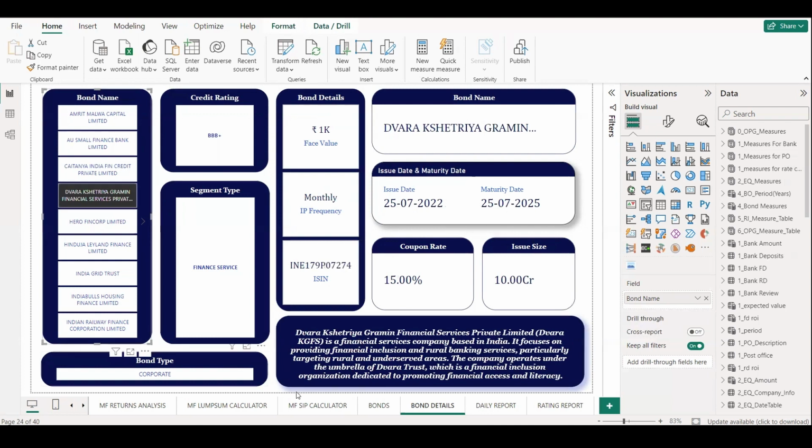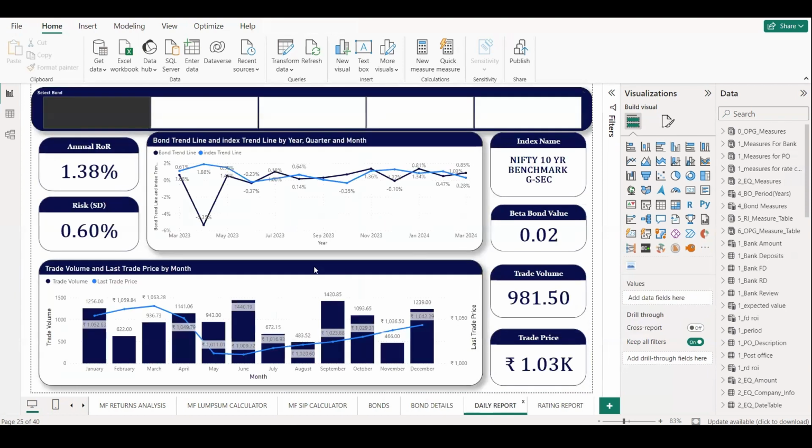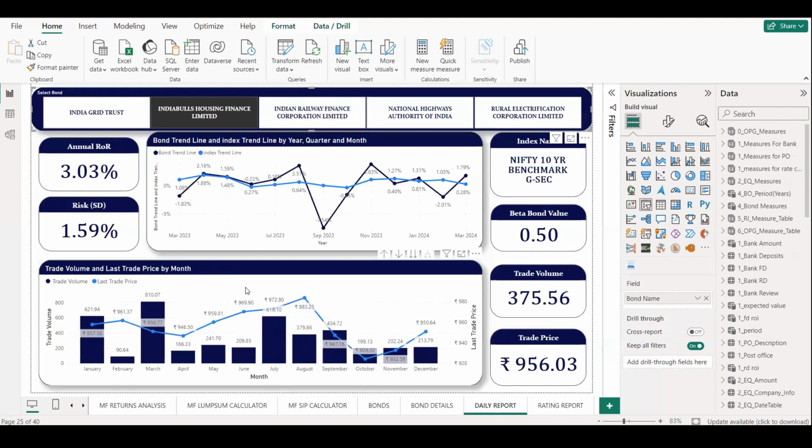Here we have included a brief description of each company, which company is issuing the bond. So it's a basic description of that. Now I'm moving on to the next report. It's a daily report, similar to what we saw in equity and mutual funds. Here we can select a particular bond and see its trend line with its index. Index means market.